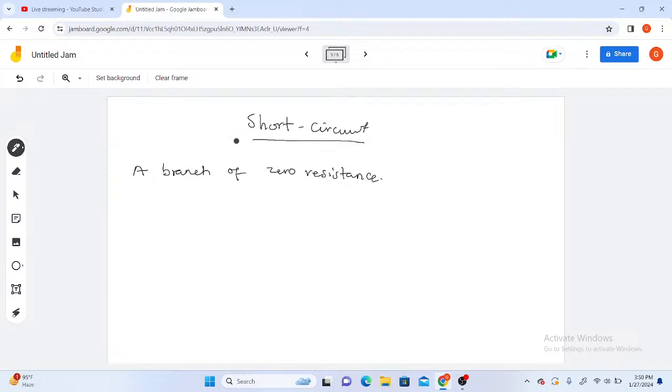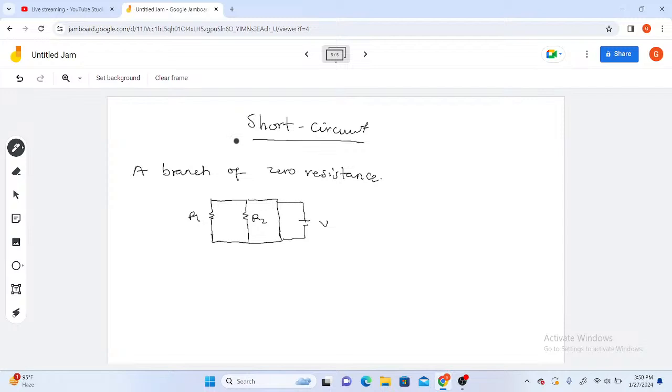So this is a theoretical concept. And a branch is a piece of wire connecting two nodes. So if I have a bigger circuit like this, and I have one part this way, then I have my source here. Now, please watch carefully. This is our voltage source. This is my first resistor, and this is my second resistor. I'm talking about a short circuit, a branch of zero resistance.